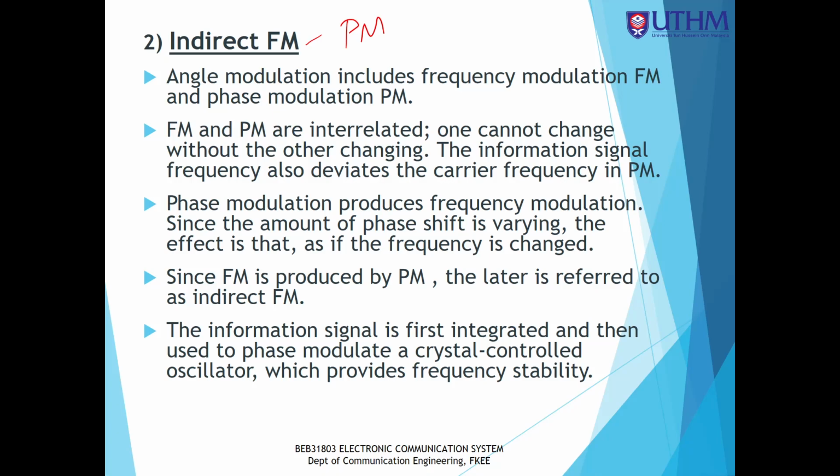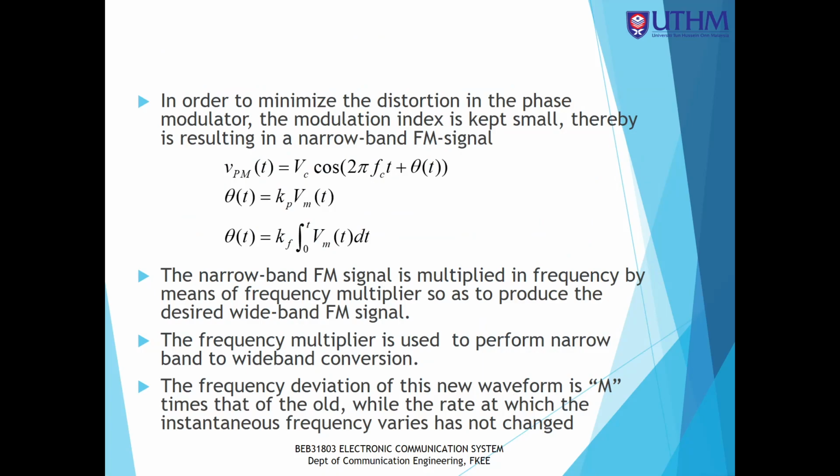So how to do this? First, the information signal is integrated, and then used to phase modulate. We use a phase modulator with a crystal control oscillator, which provides frequency stability. So we mix, we multiply the signal with the oscillator frequency, and we're going to produce a narrowband FM signal.